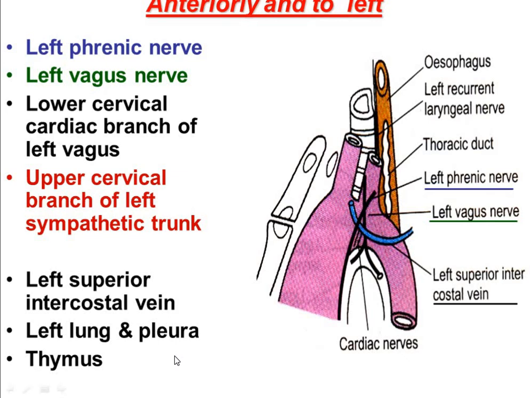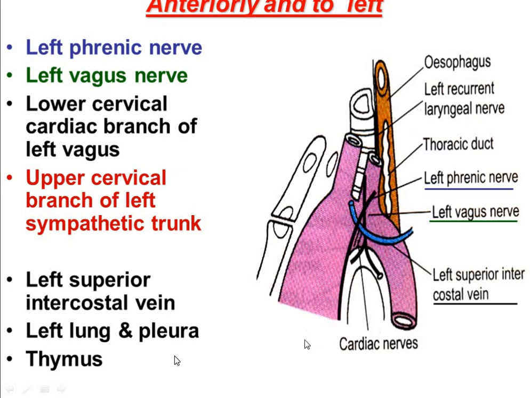Going to the anterior relations of the arch of aorta. Anterior relations, because again it goes obliquely, so anteriorly and to the left, they are going to be the left phrenic, left vagus, some part of the sympathetic trunk, the left superior intercostal vein, left lung, left pleura.